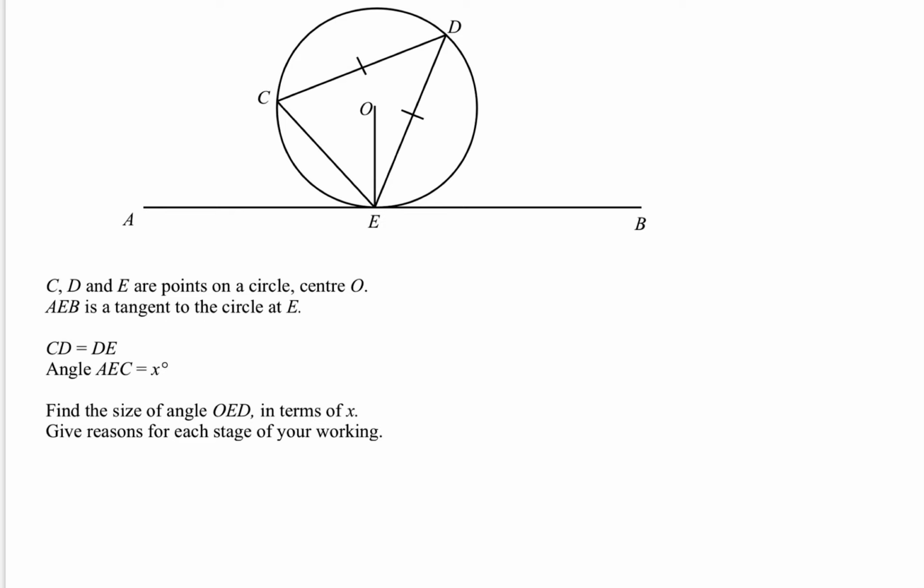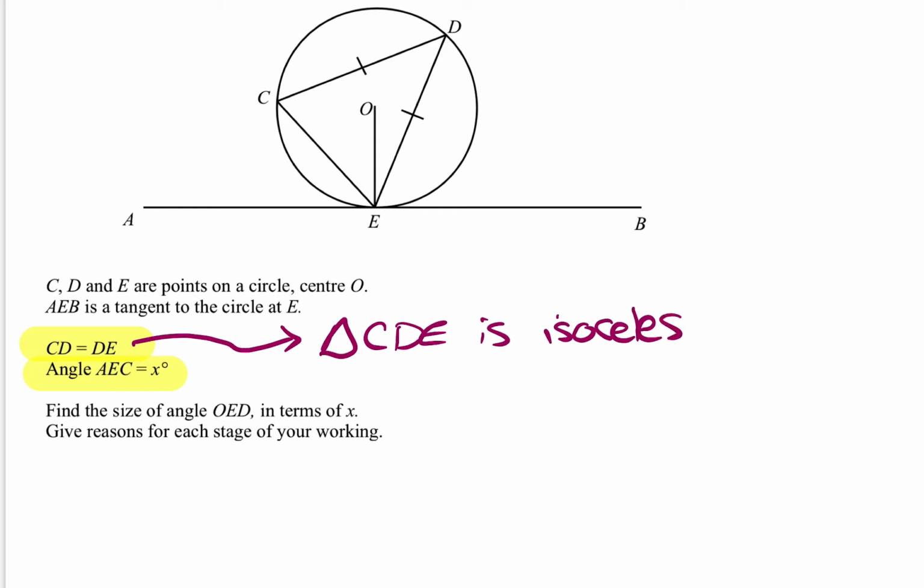We've got C, D and E are points on a circle, centre the origin. AEB is a tangent to the circle at E. CD equals DE. That's the first key bit of information. And the second is angle AEC equals X. So let's figure out what these mean. CD equals DE. Before I've even looked at what the question's asking, this tells me that triangle CDE is isosceles, and that I feel is going to be important at some point.